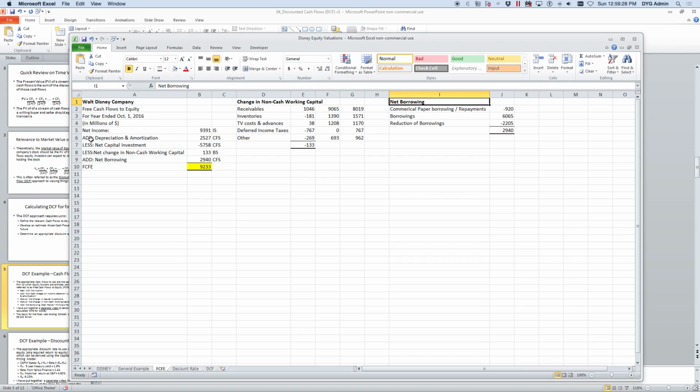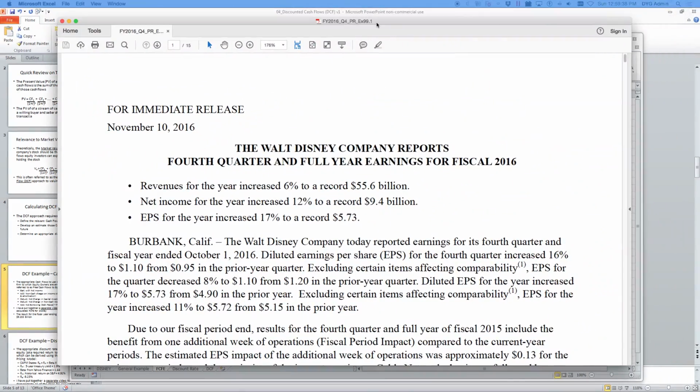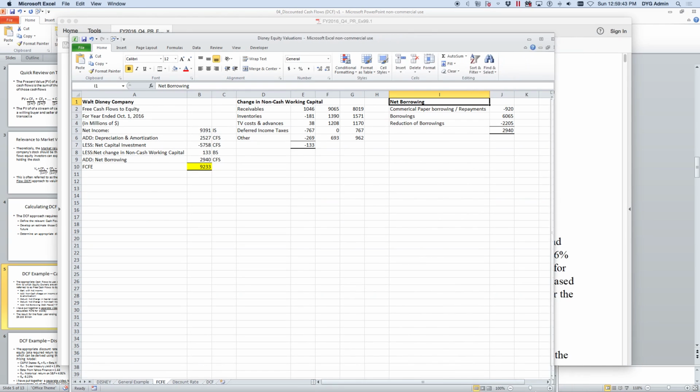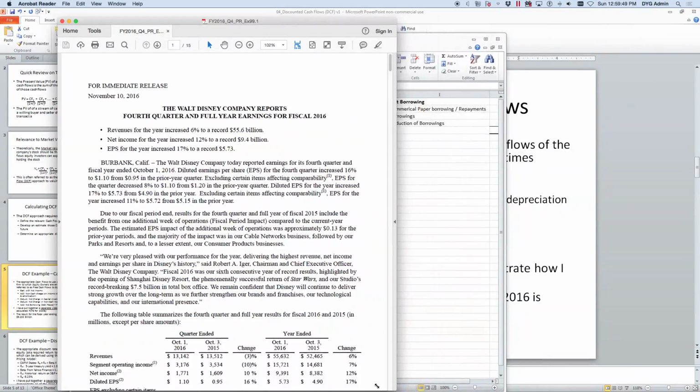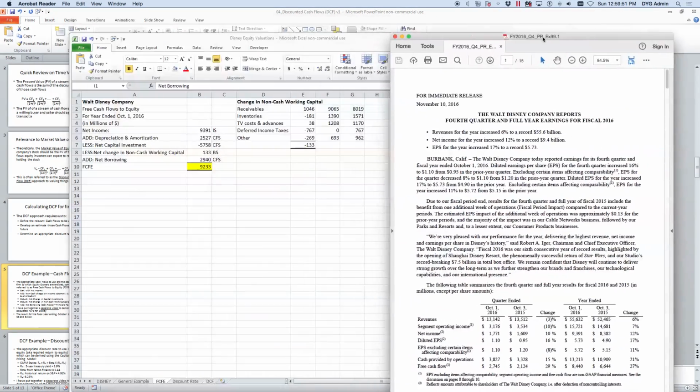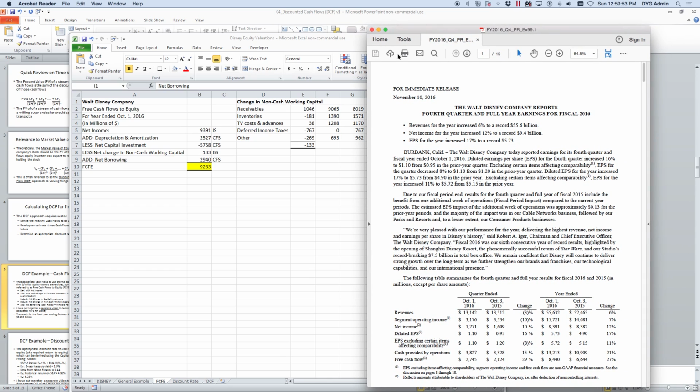I got this information from going to the Disney website and pulling down their most recent quarterly report, and that is here. I'm going to try and do a little something and split screen these things so that you can see both of these. Let's see if this will work. Squeeze that down a little bit so we can put it over here.